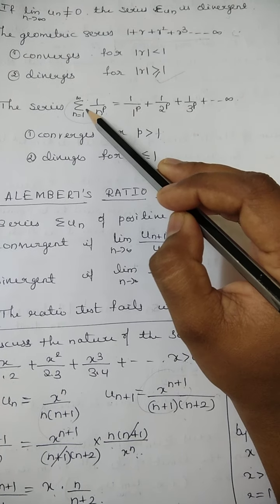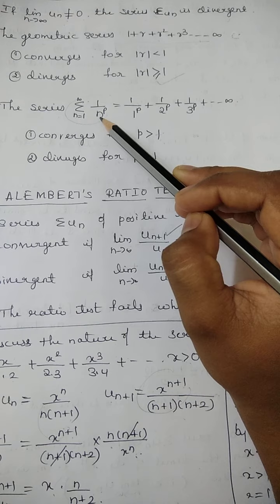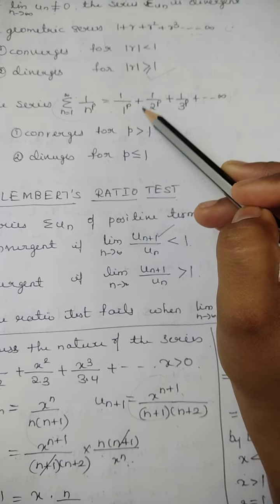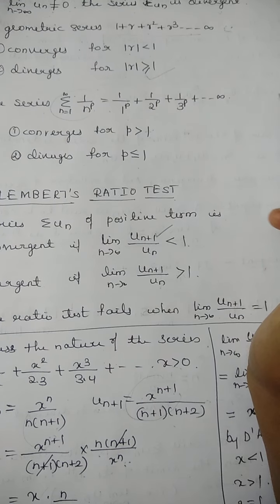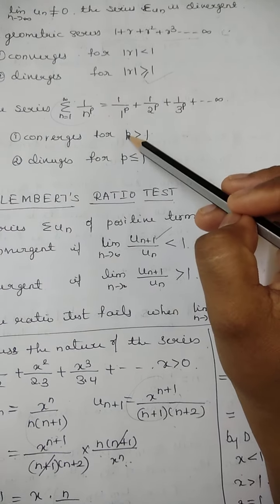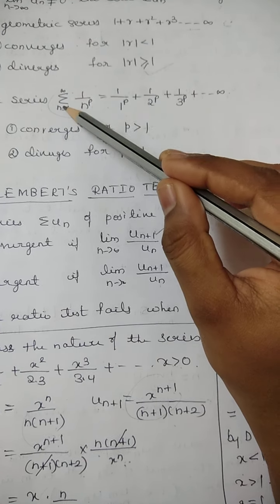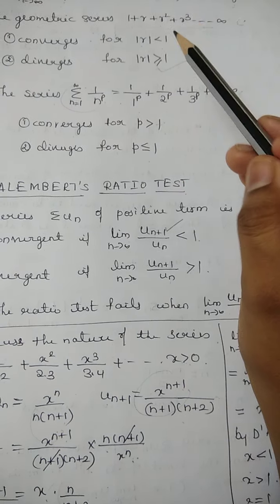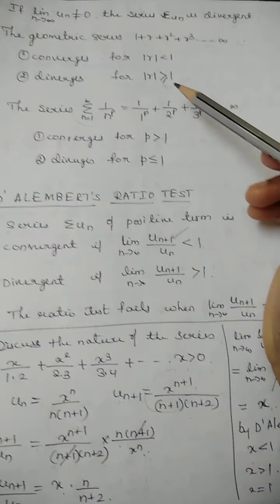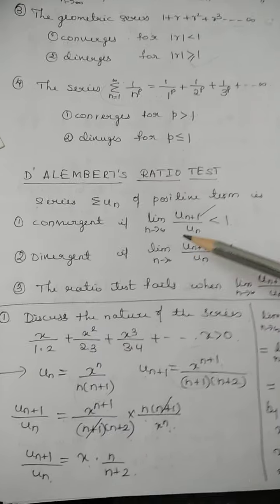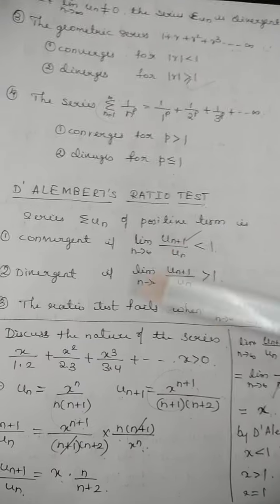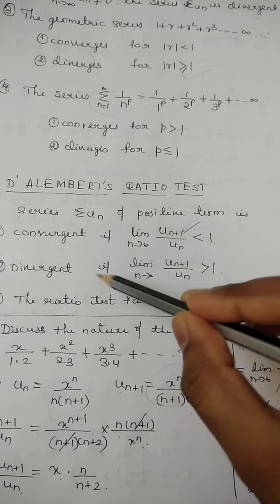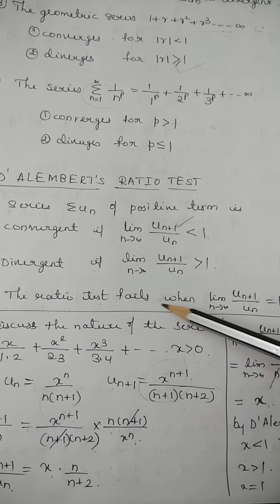Suppose we have a series summation of 1 upon n raised to p, which is equal to 1 upon 1 raised to p plus 1 upon 2 raised to p and so on up to infinity. Here when p is greater than 1, the series is convergent. When p is less than or equal to 1, the series is divergent. So in this we are going to study some tests, using which we find whether the series is convergent, divergent, or the test fails.